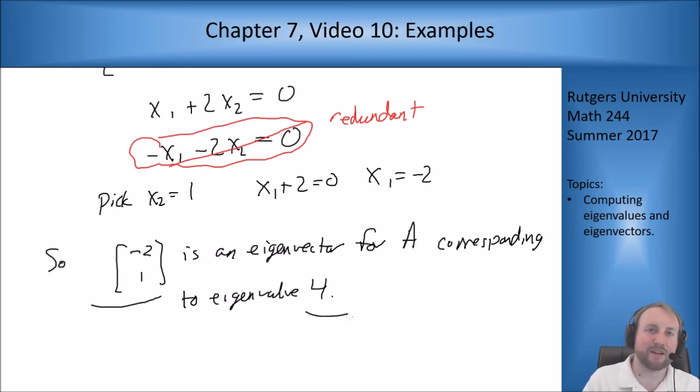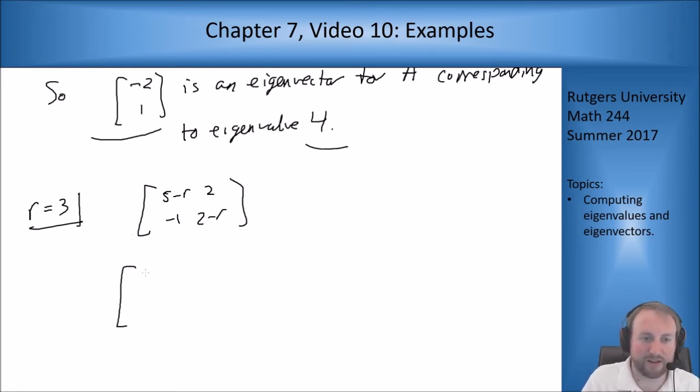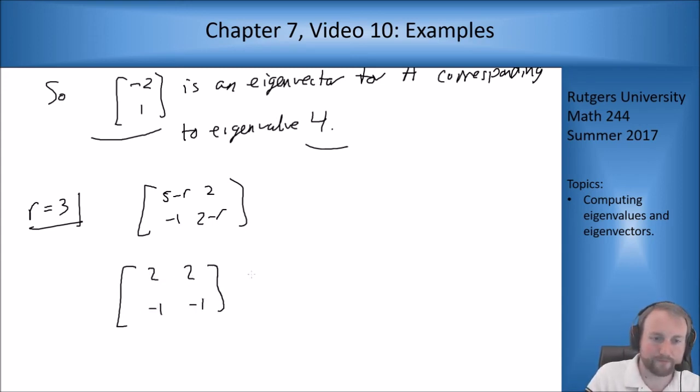Now I want to do the same thing for r equals 3. So again, I had 5 minus r, 2, minus 1, 2 minus r. So now let's plug in r equals 3. That gives me then 2, 2, minus 1, minus 1, times x1, x2 equals 0, right? Because if I plug in 3, this becomes a 2, this becomes a 2 here still, minus 1, and this becomes a minus 1 as well.